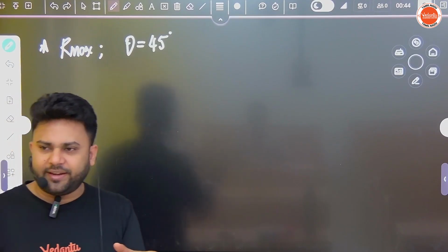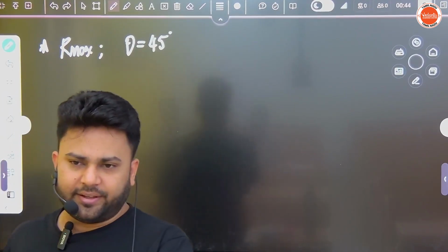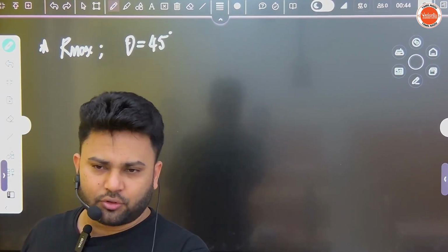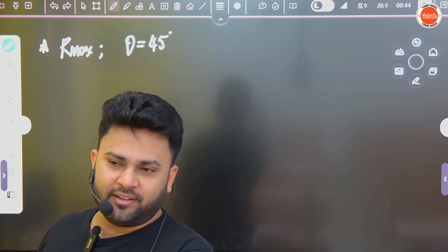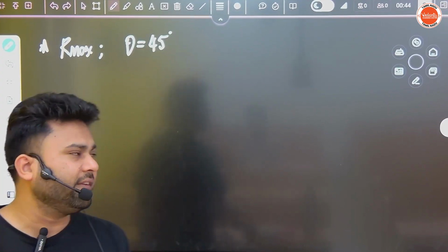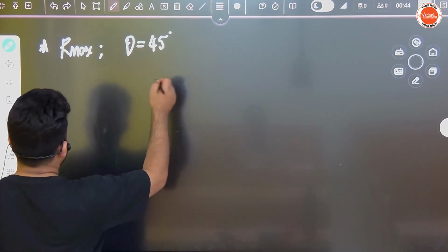Sine 2 theta, 2 theta 90. So sine 2 theta 1, so 2 theta 90. So theta 90 by 2, 45 degree. So if theta is 45 degree, range will be maximum.